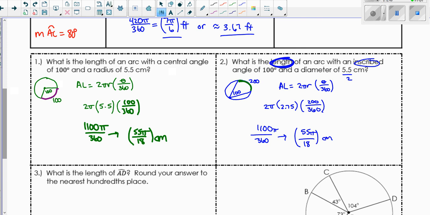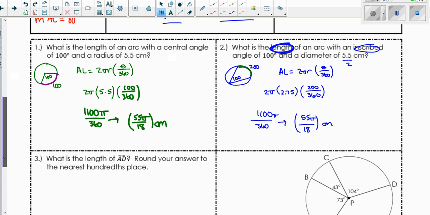So notice that this actually gave us the exact same answer, and the reason is because if I look back at my formula, I had 100 over 360, which I doubled to 200 over 360, and this was 5.5, which I cut in half to 2.75. So they end up all multiplying to give you the same thing, since I doubled one number and cut in half the other. Okay? Okay, let's try another one.